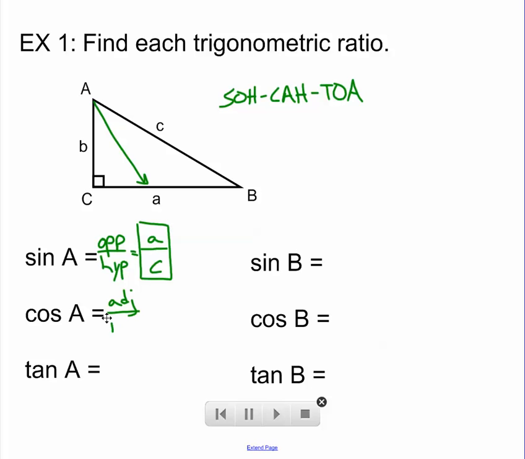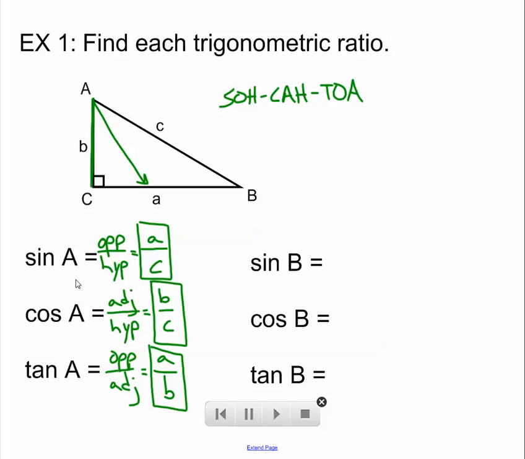Cosine is adjacent over hypotenuse. Adjacent is the side touching angle A, and hypotenuse is always across from the right angle, C. And tangent is opposite over adjacent. Opposite was A. Adjacent means touching, is B. Okay, now let's do the same thing for angle B.